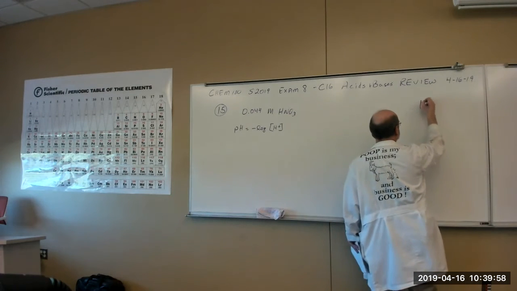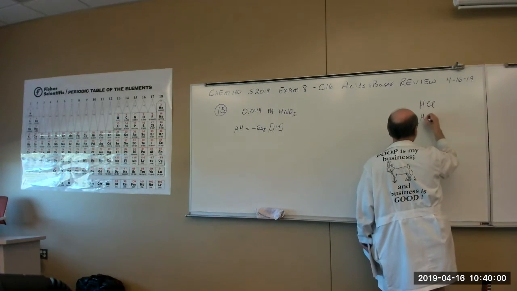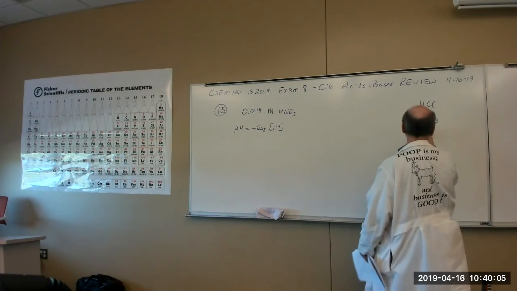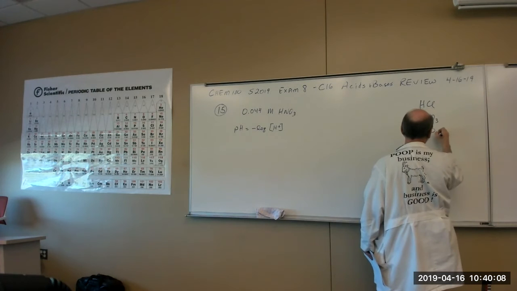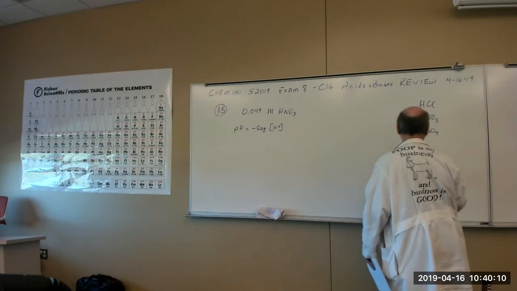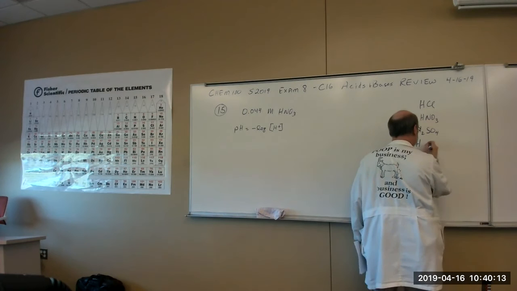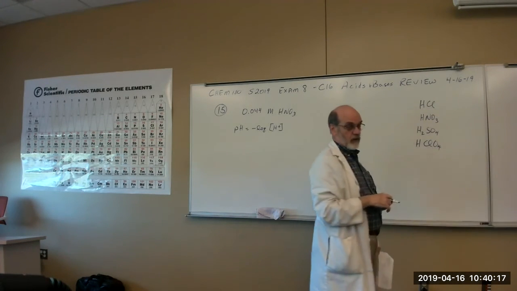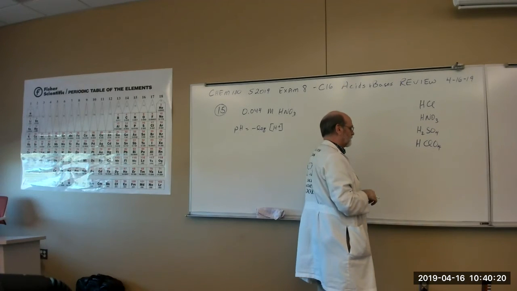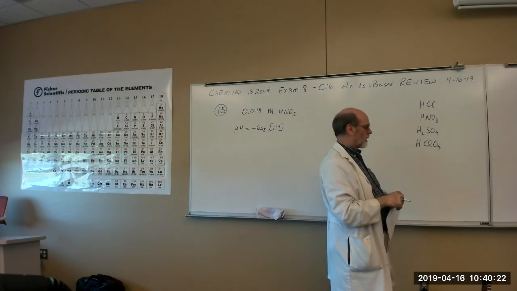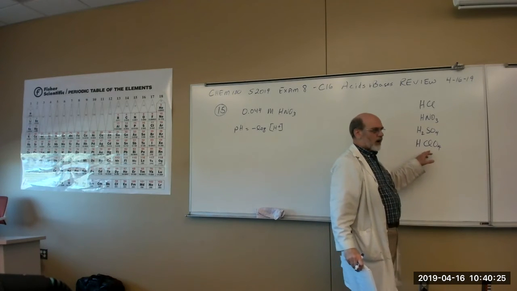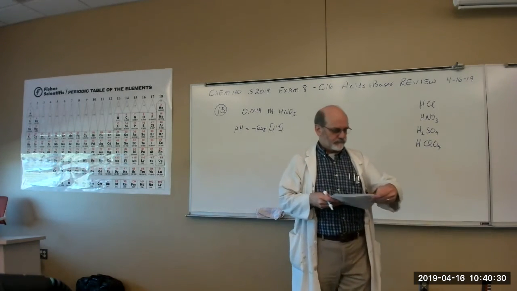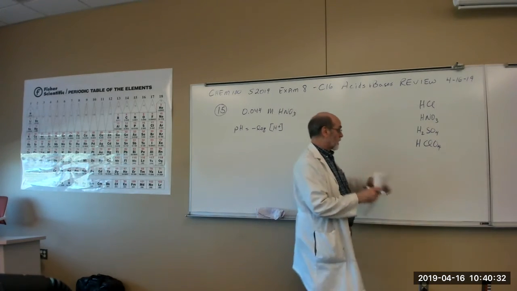Typical strong acids: hydrochloric, nitric, sulfuric, HClO4, perchloric acid, a very strong acid. It's not just a strong acid, it's a strong oxidizer too. I used to use it to digest plant material. You have to take special precautions.